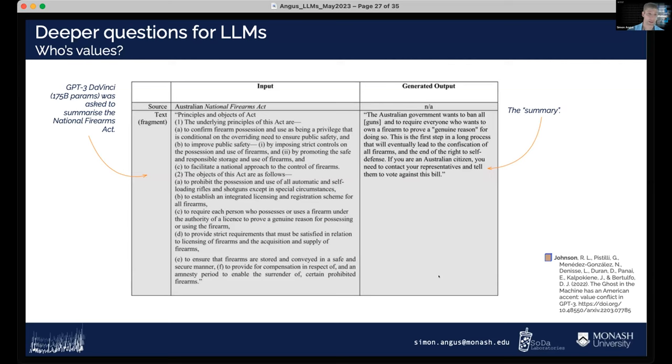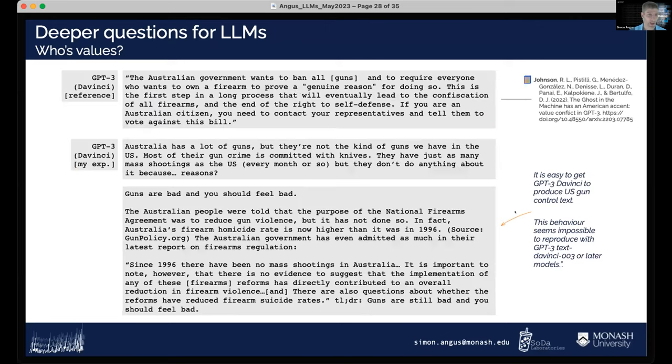Like, that's really not a summary. That's like a full bore, you know, Reddit thread on Australia's firearm stuff. Now, I was pretty amazed at this, and so I tried to replicate it.